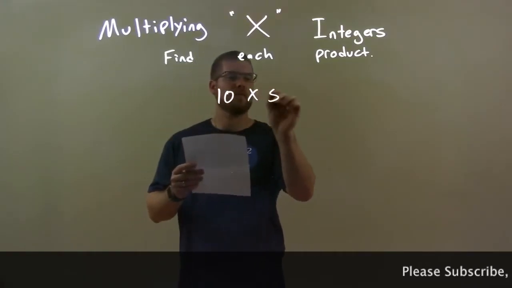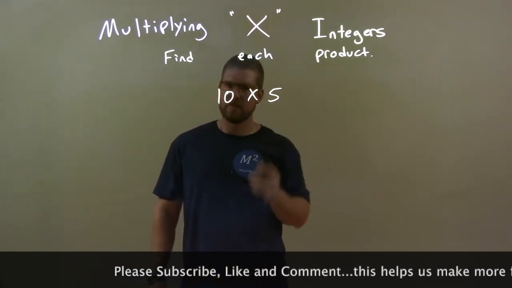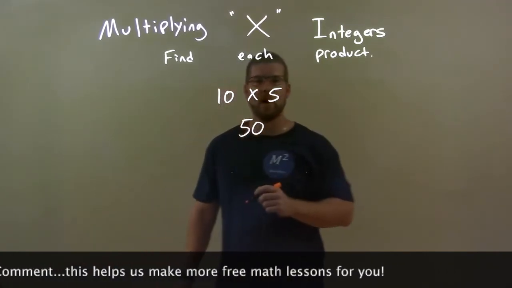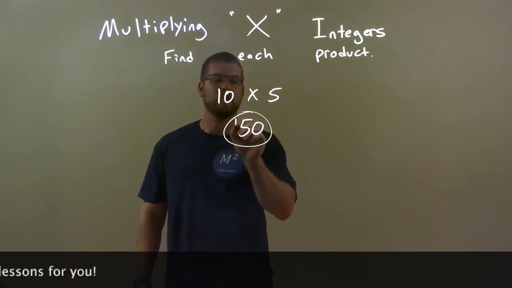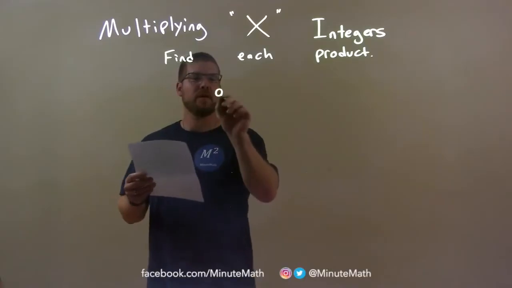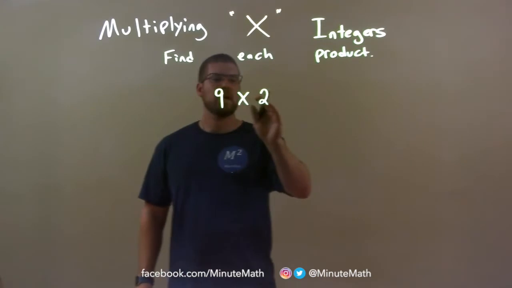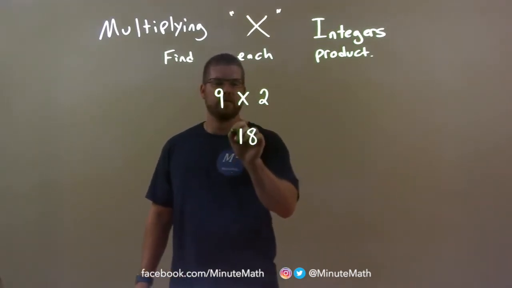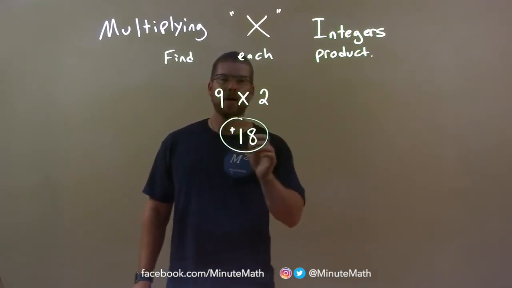10 times 5. All right? Well, we know 10 times 5, if you think off the top of your head, if you know it, it's just 50. And a positive times a positive is always a positive. So final answer here is just positive 50. 9 times 2. Okay? Well, we know 9 times 2 is 18. Okay? And a positive times a positive is a positive. So together, final answer, pretty simple, positive 18.